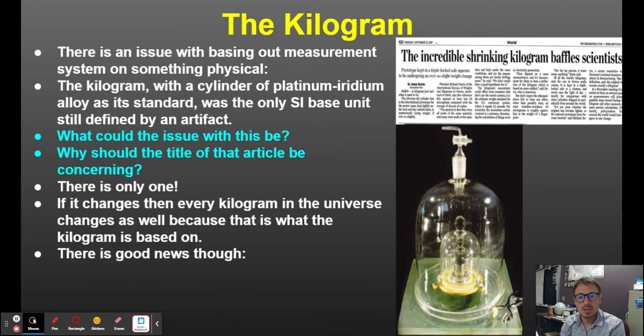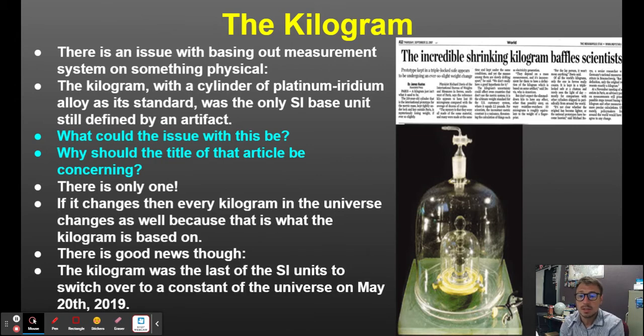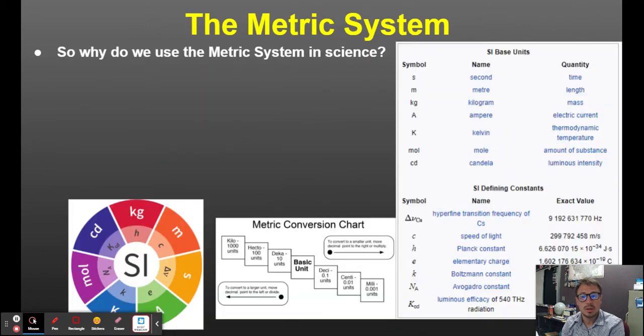The kilogram was the last thing to switch over. It used to be just an object in a vault in France, and this is the kilogram. But every once in a while, it would seem to get lighter by a few atoms. Once that happens, every kilogram in the entire universe has to change, because that's how we define the kilogram. But on May 20th, 2019, it switched over to something universal.